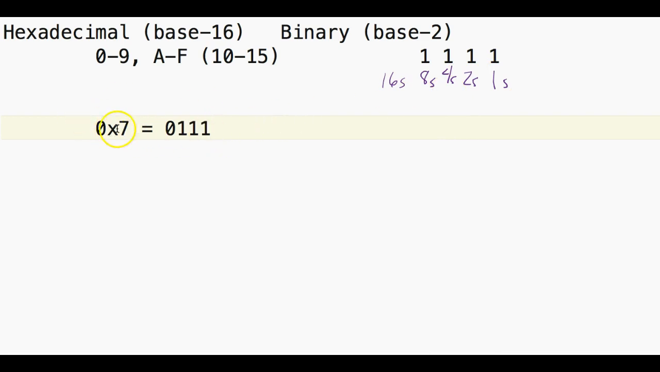So 7 in hex is 0, 1, 1, 1 in binary. And in Java, what you do is you put a 0b in front to represent that it's in binary. Okay, let's try another one.